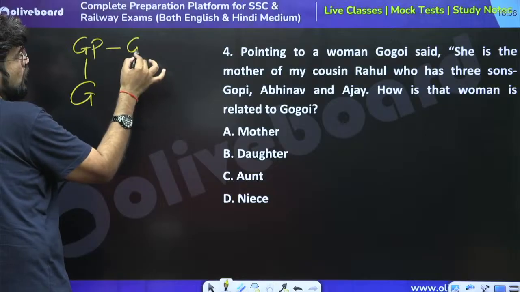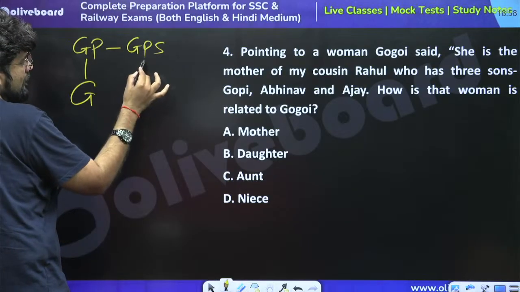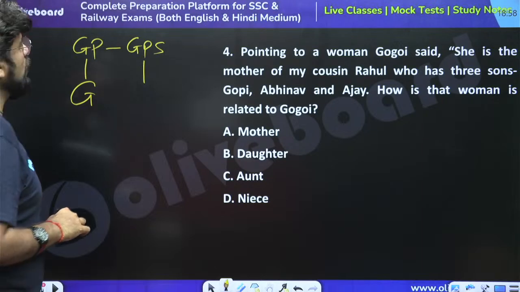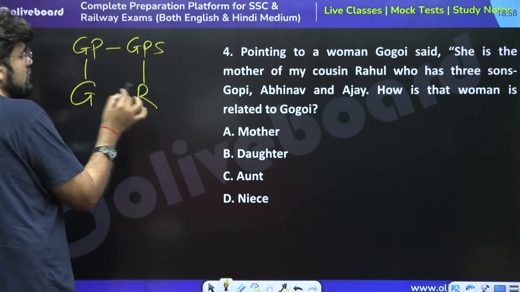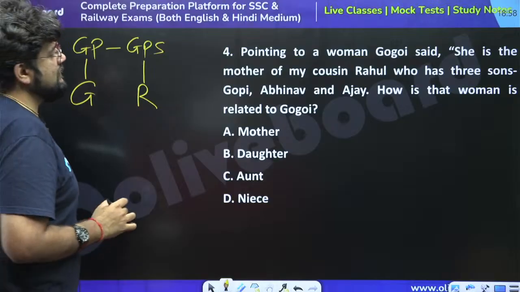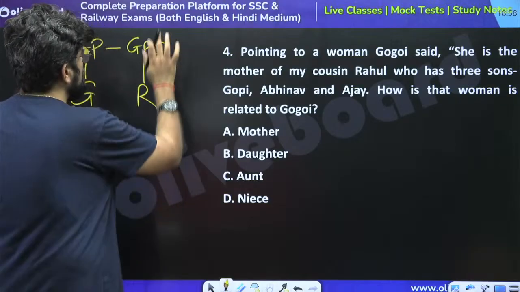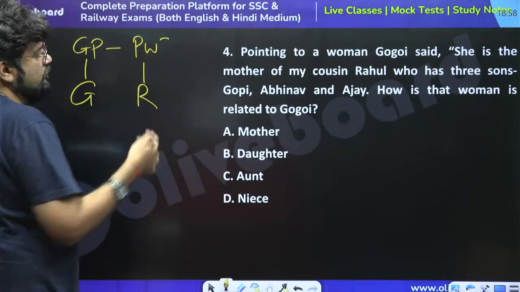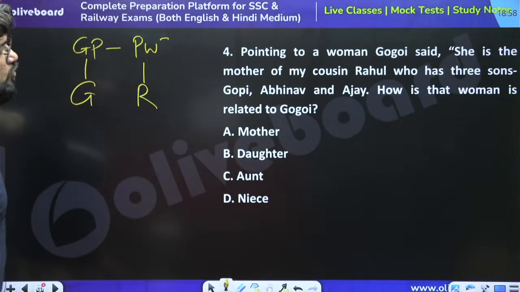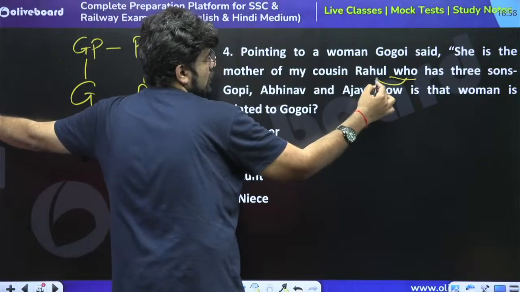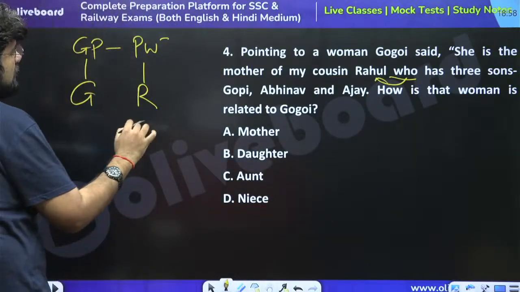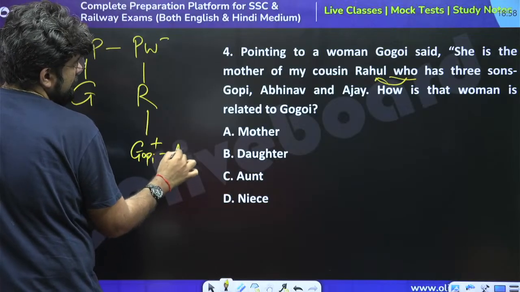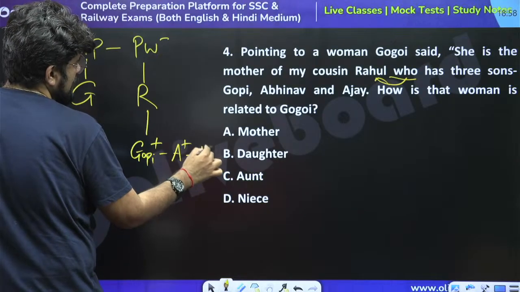We don't know male or female. Their sibling, Gogoi's parent's sibling, we don't know male or female. But she is the mother of my cousin Rahul. So this is Rahul, Gogoi's cousin. And she is the mother. That means we can take this to be the portrait woman. Maybe her wife or husband, whatever. Rahul has 3 sons, Gopi, Abhinav and Ajay. They are all sons. It is mentioned in the question.